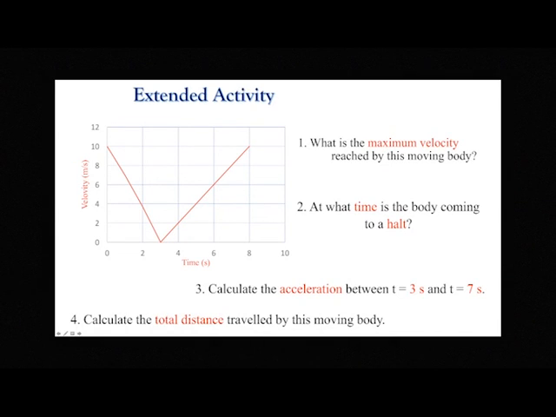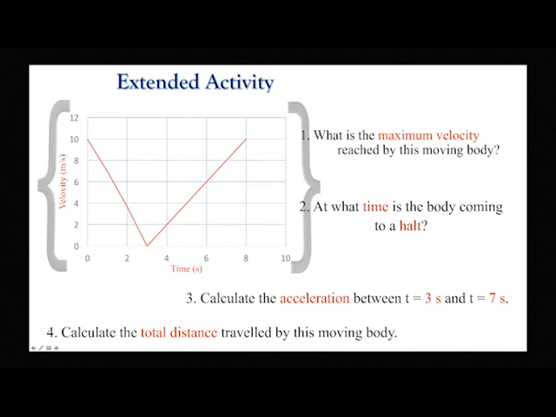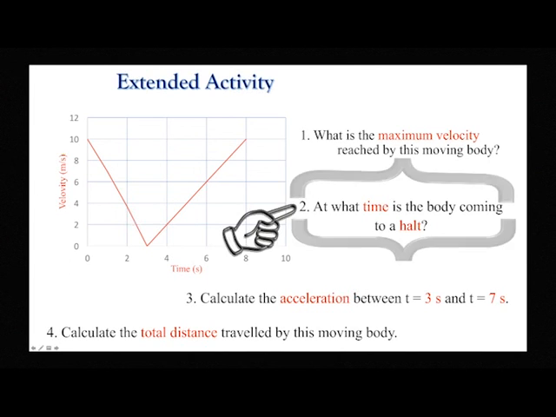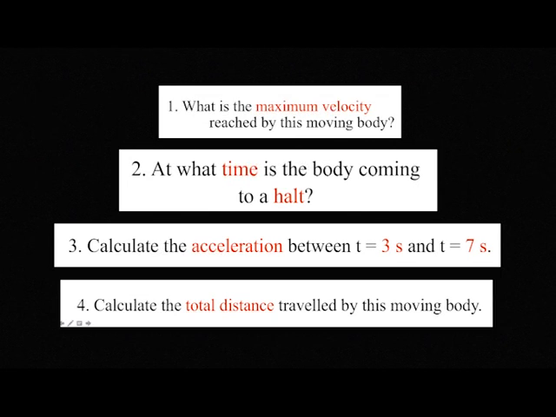Okay, students, now to understand the concepts better, I want you all to do one activity here. So I've given you the same graph, the velocity time graph, and some questions. There are 4 questions. The first question is, what is the maximum velocity reached by this moving body? Please use the graph to answer these questions. Number 2, at what time is the body coming to a halt? Next question, calculate the acceleration between 3 seconds and 7 seconds. And finally, calculate the total distance traveled by this moving body. So there are just 4 questions.